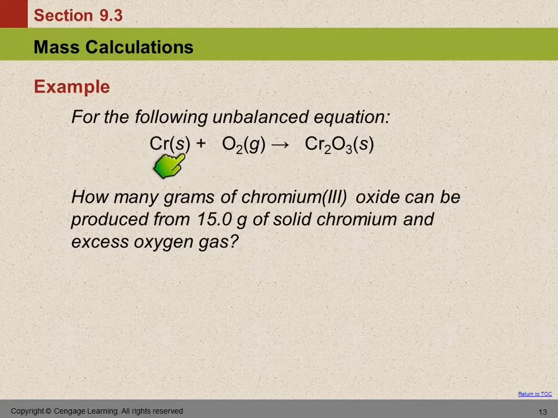So generally, starting on the left works pretty well. So here, it's not in this one, but we'll do it anyway. Here's chromium. There's 1 on the left and 2 on the right. So if I put a 2 in front of the chromium, now I've got 2 chromiums on the left, and I've got 2 on the right. Now I look at the oxygens.